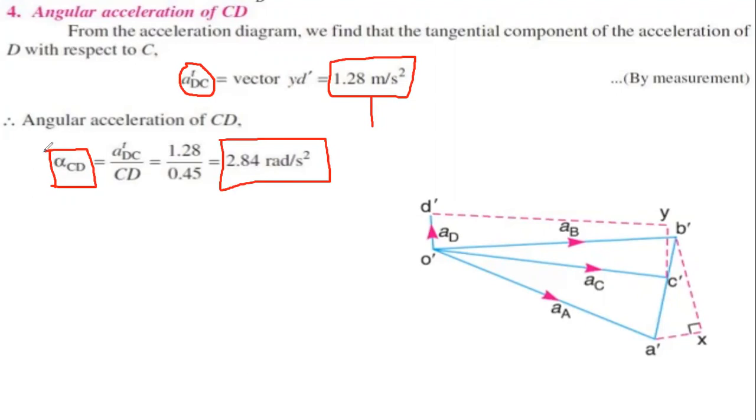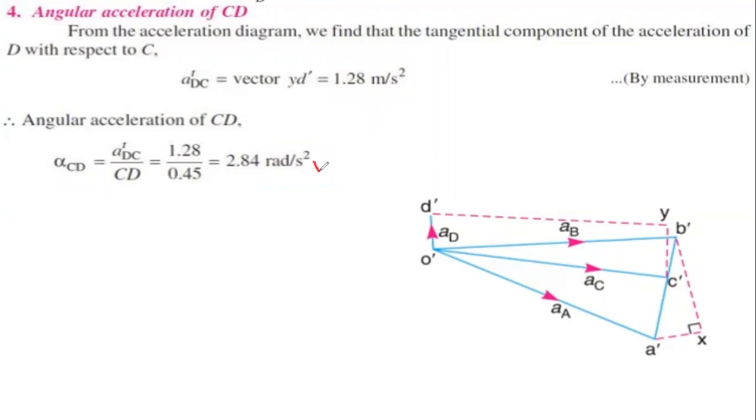Angular acceleration of the line CD. So this is the defined value, that is 2.84 radians per second square. So this is the procedure to find out the angular acceleration and velocity, sorry, angular velocity. So these are the steps.